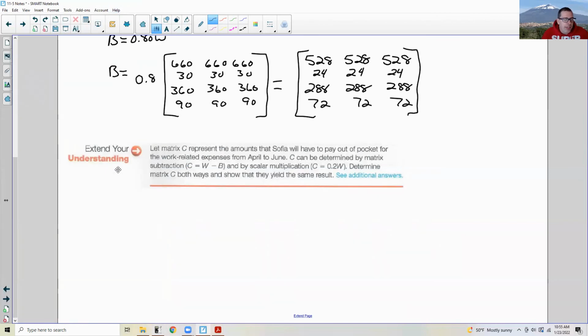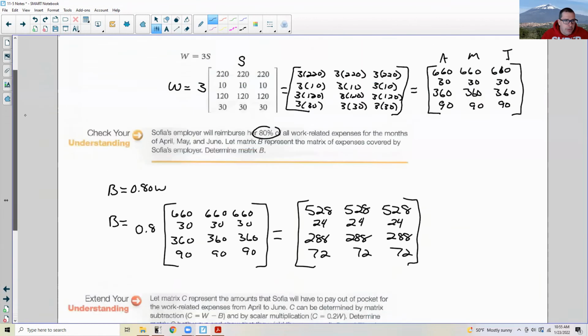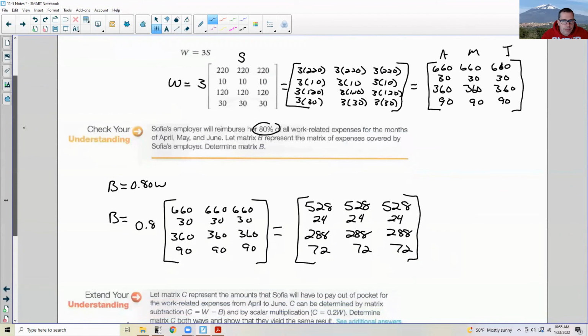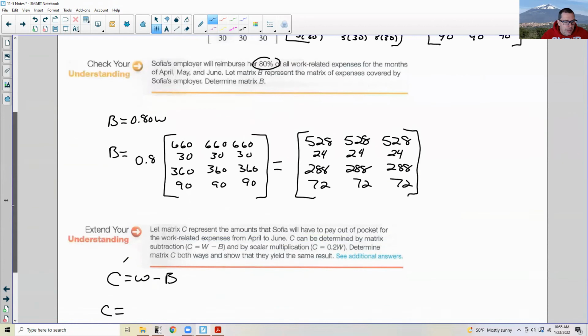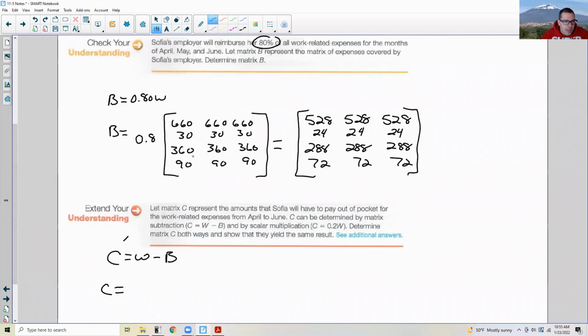Now it says to extend your understanding. Let matrix C represent the amount that Sophia will have to pay out of pocket for the work-related expenses from April to June. C can be determined by matrix subtraction, which is C equals W minus B. So C is going to equal W. What was W? It was 3S. So that's the 660, 30, 360, 90. W is 3S, and B was the 80%.